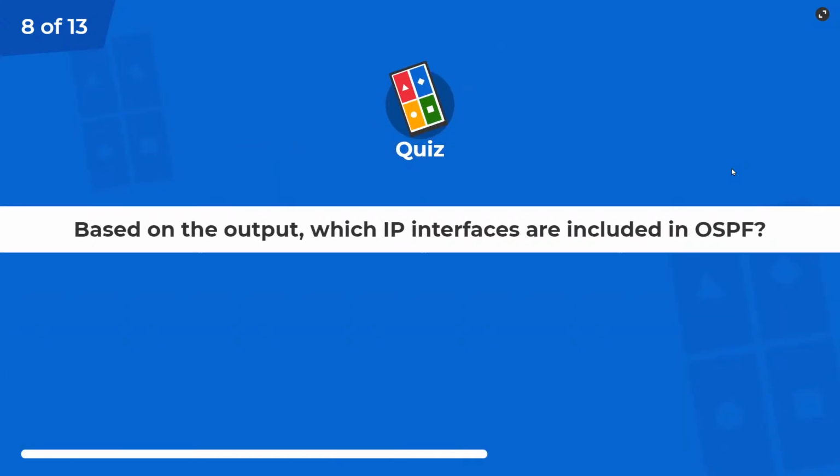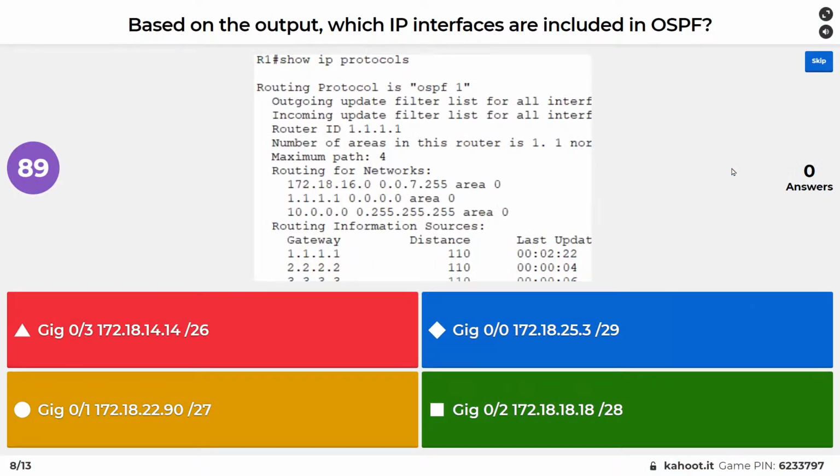Here's question 8. Based on the output, which IP interfaces are included in OSPF?